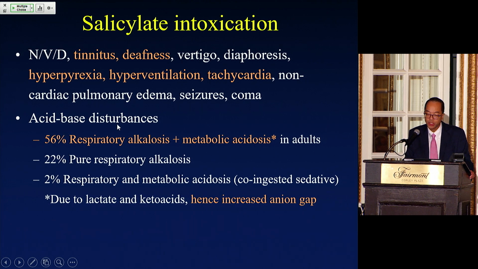The acid-base disturbances, they frequently have mixed acid-base disturbances and can present with pretty much any type of combination. But in adults, by far the most common is an anion gap metabolic acidosis combined with a primary respiratory alkalosis. And here the metabolic acidosis isn't actually due to the salicylate itself. Those concentrations aren't high enough, but it's due to the generation of lactic acid and ketoacidosis.